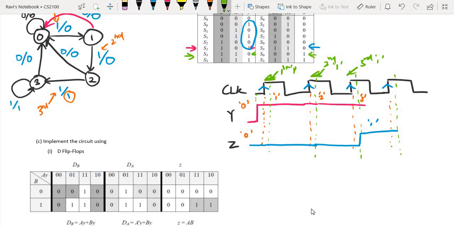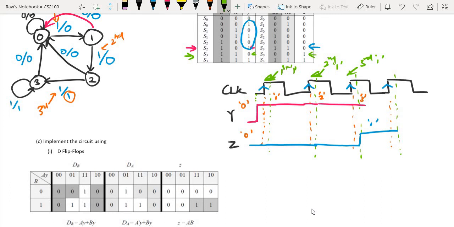Okay, so at each clock, the new input is registered. At the first clock, when the first input is registered, I transition from state 0 to state 1. In the second clock, I transition from state 1 to state 2. And in the third clock, I transition from state 2 to state 3. So what does this tell us?